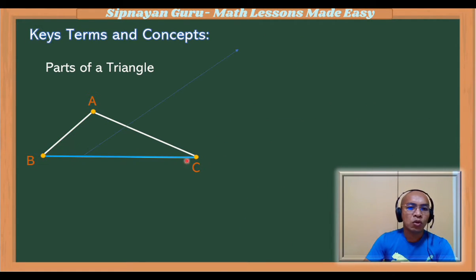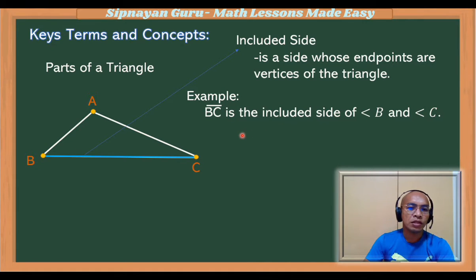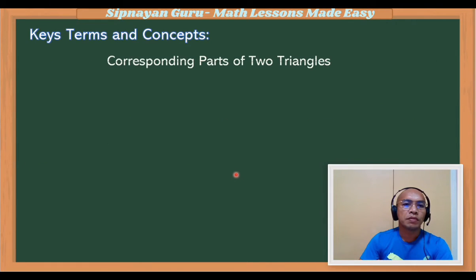Now, suppose we have two vertices of a triangle. This side is called an included side. So, the included side of a triangle is a side whose endpoints are the vertices of a triangle. So, in this case, BC is the included side of angle B and angle C.